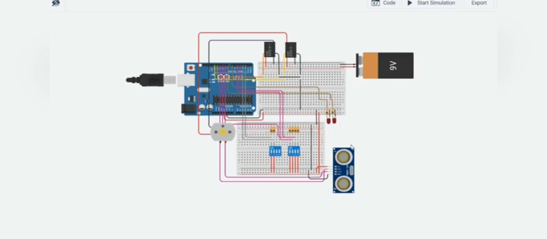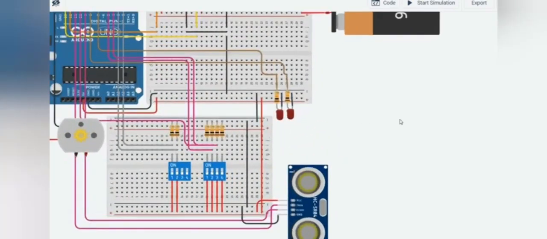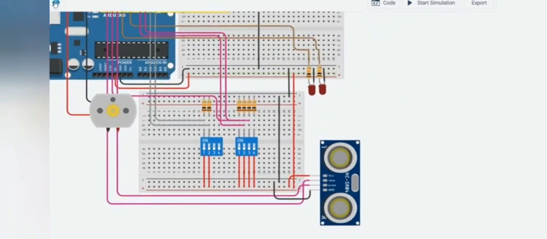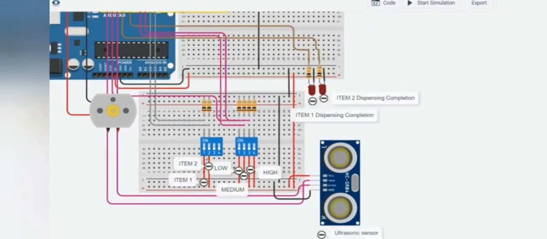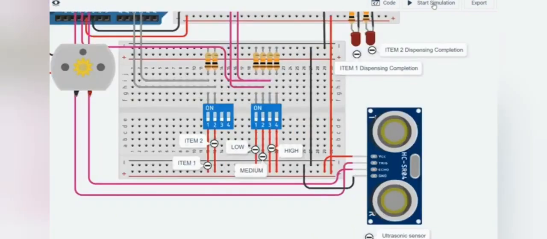Now we will see in detail the role of each button on the DIP switches and the role of the two LEDs. Here the first two buttons in the first DIP switch are meant for selecting the items, and the first three buttons on the second DIP switch are meant for selecting the quantity of food. And the first LED indicates the process of dispensing of food item 1 and the second LED indicates the completion of dispensing of food item 2. Now we will simulate this model and see how it works.